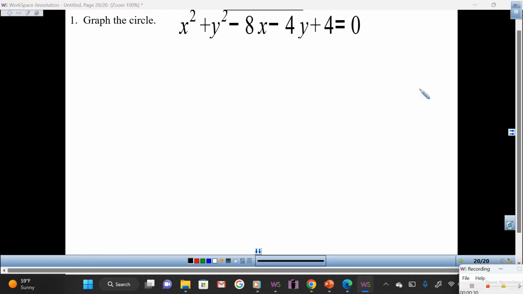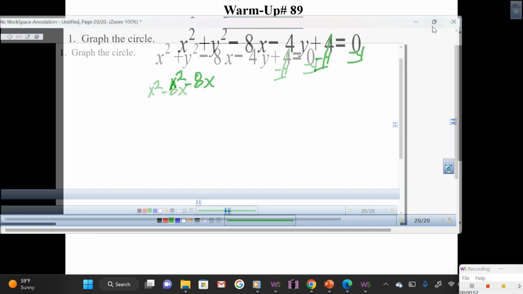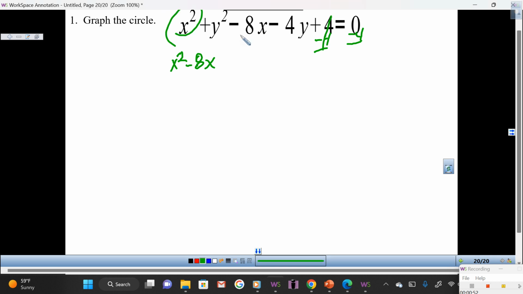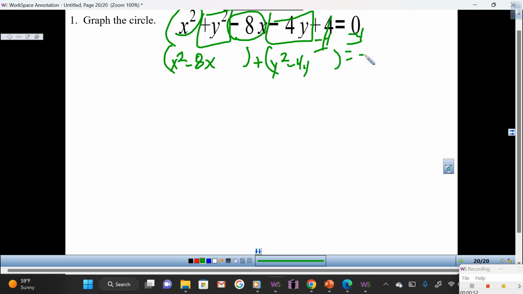All right, for the sake of time, here goes number one. Circles. You guys remember circles? Yes? All right, eliminate the constant. Subtract 4. And then over here, we're going to leave all the x's together. So we got x squared minus 8x and leave an empty space. Then we got the y's together, y squared minus 4y, empty space, all that equal to negative 4.